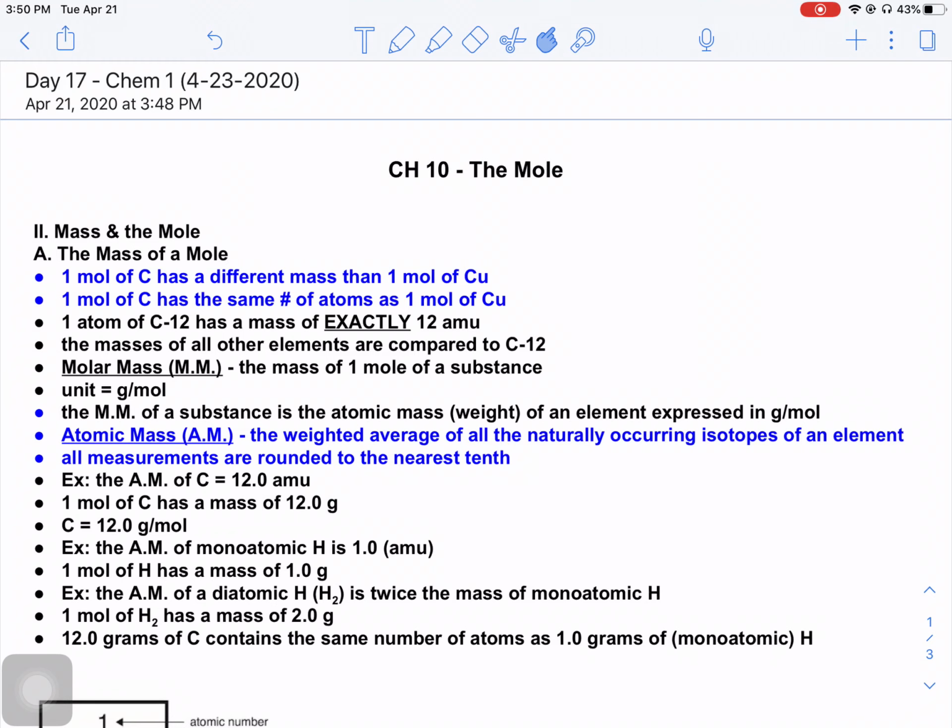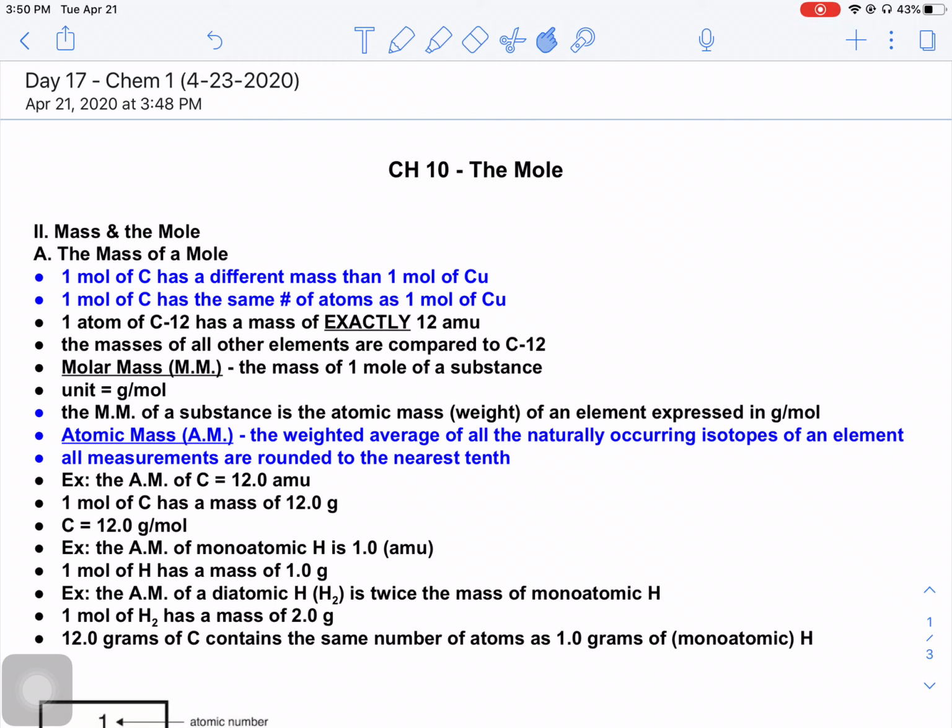The mole continued. So yesterday I kind of introduced to you the idea of the mole. It's kind of the chemistry equivalent of the dozen. So if you're wanting to deal with one amount of substance, you deal with a mole of a substance. Now, one mole is an extremely large amount of particles, 6.02 times 10 to the 23rd atoms, molecules, or formula units. So it's impractical to count that high.